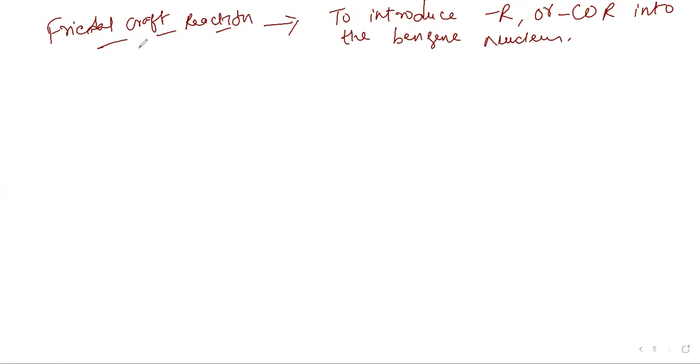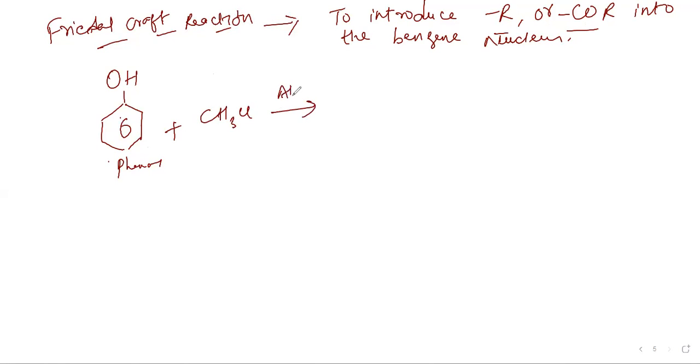So let's quickly look at the reaction. Since this is an electrophilic substitution reaction, these R or COR are electrophiles. These are electrophiles and would be introduced at the negative regions of phenol, that is ortho and para regions. So what we basically do in Friedel-Crafts reaction is we make this phenol molecule react with methyl chloride in presence of aluminium chloride. It will form ortho and para products.